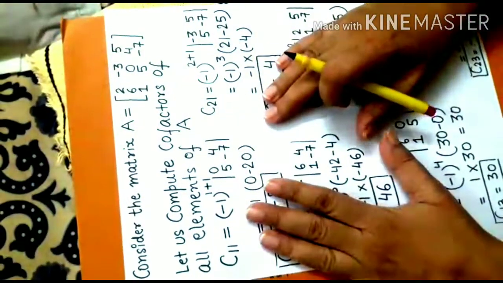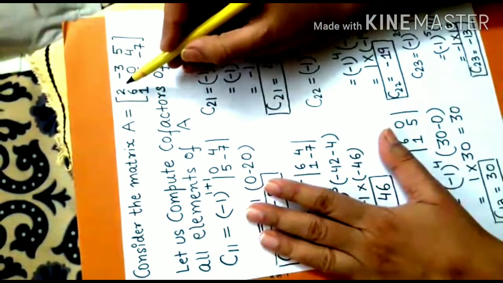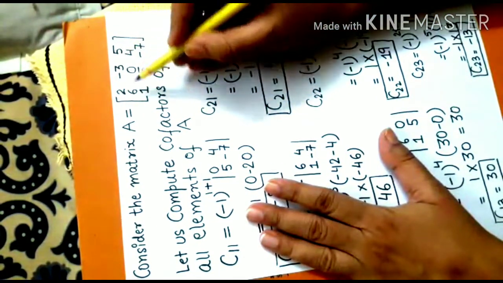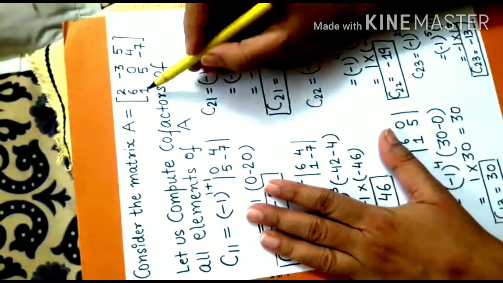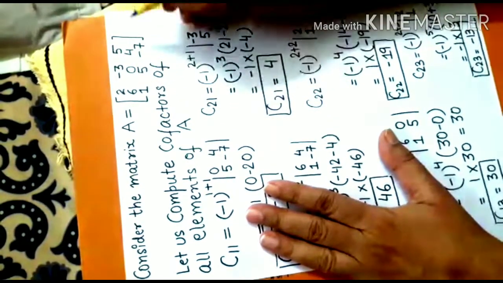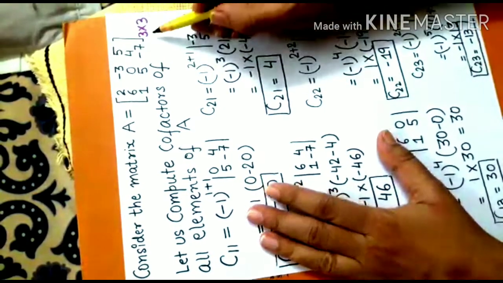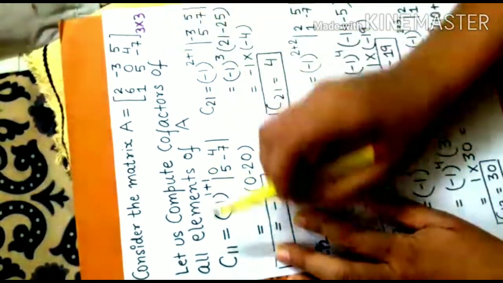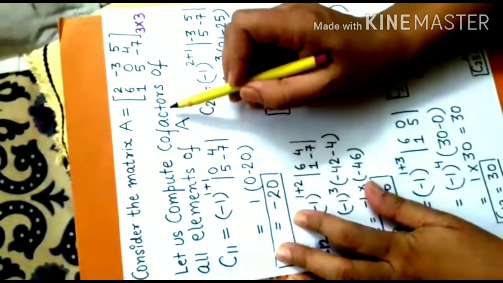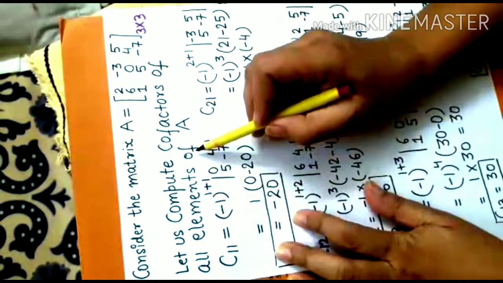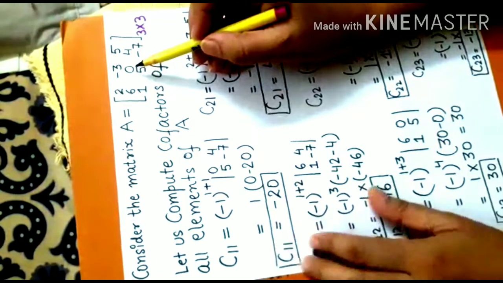Now consider the matrix A with elements 2, -3, 5, 6, 0, 4, 1, 5 and -7. It is a square matrix of order 3 by 3. Now let us compute the cofactors of all the elements of this matrix A.